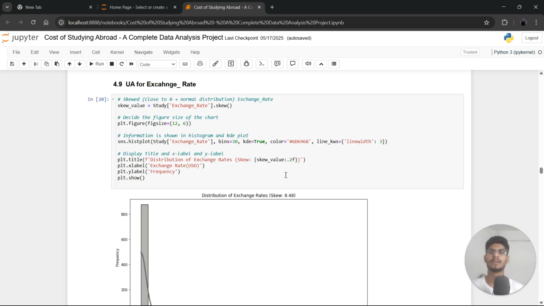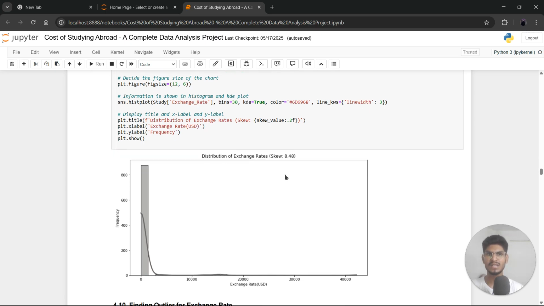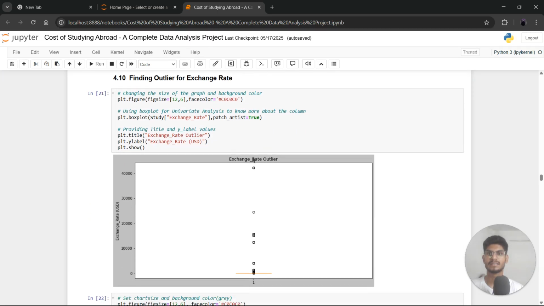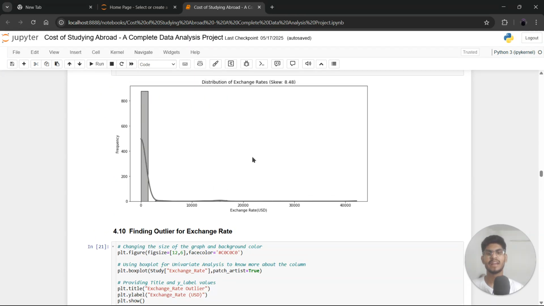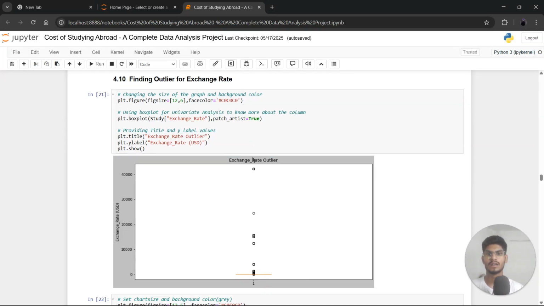Let's take an example. Indian rupees, 1 USD is equal to 85.90 Indian rupees. And there are some countries where 1 USD is equal to 45,000 of their currency. So we will see that also. So now you can see there is a huge outlier, but we can't remove it, because that's the actual data in our data set.